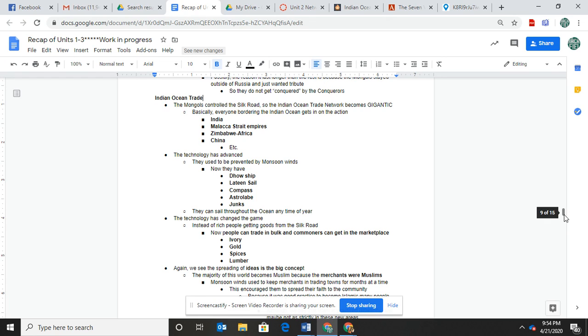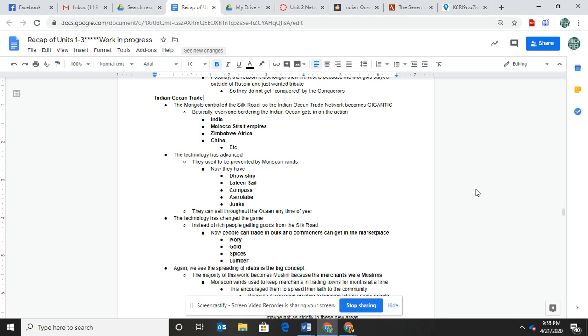So we are going to start off. This is like the last couple trading networks of Unit 2. Unit 2 is networks of exchange. So we are on page 9 of 15 in this review, starting off where it says the Indian Ocean trade.